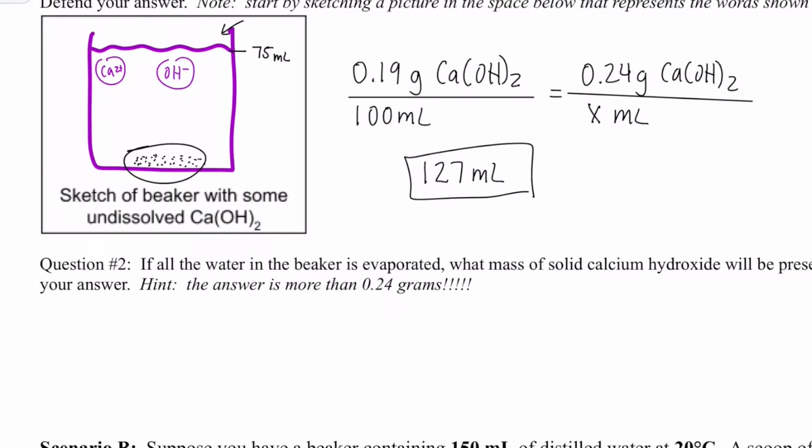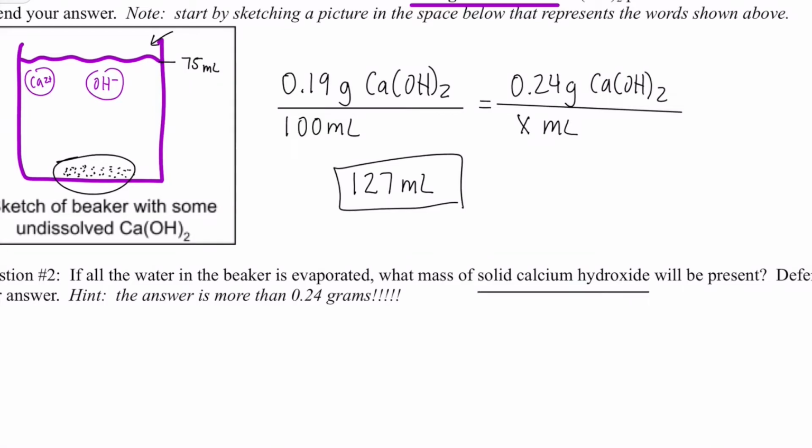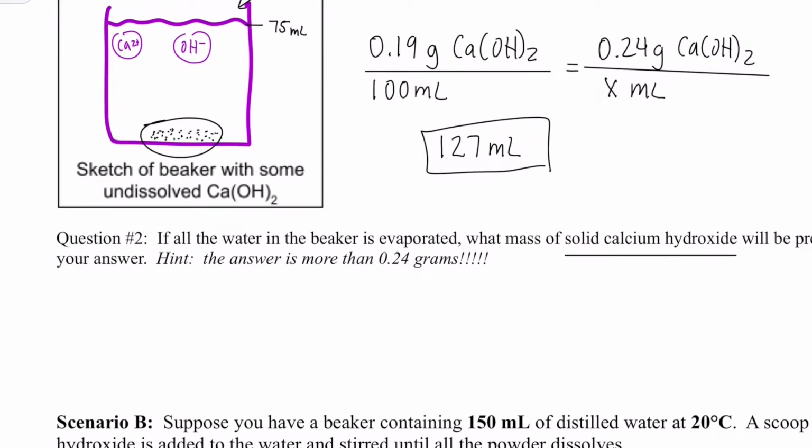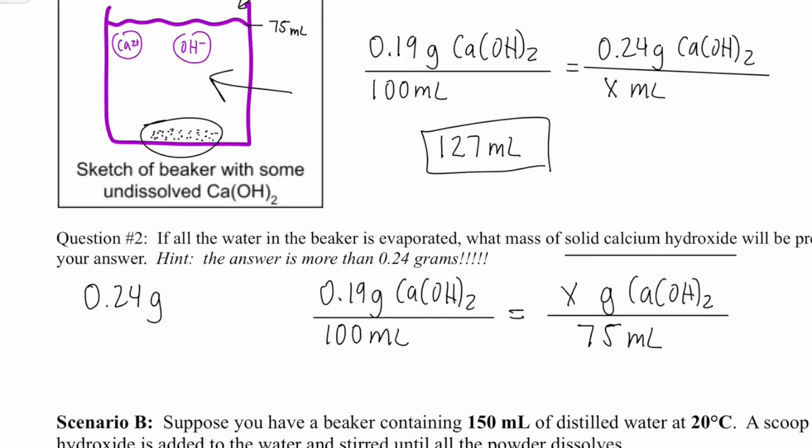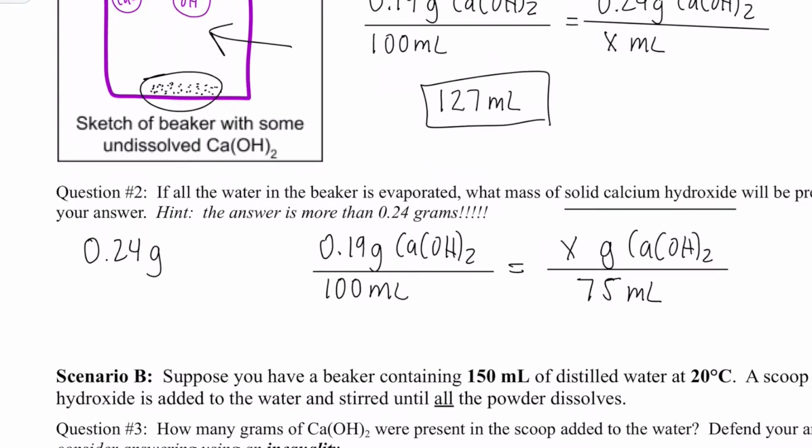If all the water in the beaker is evaporated, what mass of solid calcium hydroxide will be present? Well, we know that the original amount that was left over was 0.24 grams, and we need to find out how much was dissolved in the solution. So again, we can set up a proportion, 0.19 grams of calcium hydroxide over 100 milliliters is equal to some amount of calcium hydroxide over 75 milliliters. If you cross multiply and divide, the amount that was dissolved in solution was 0.143 grams.